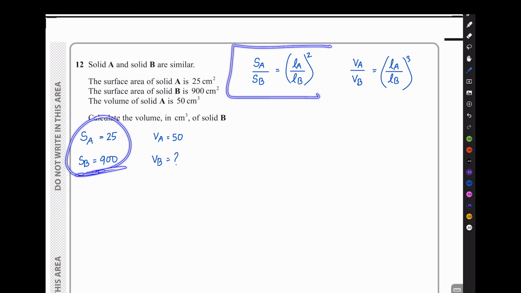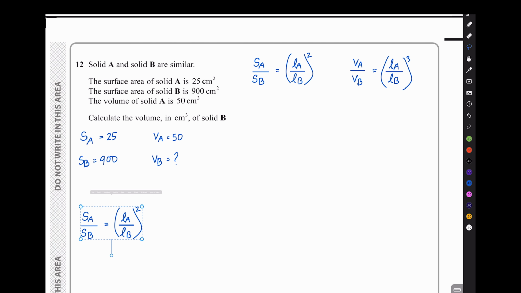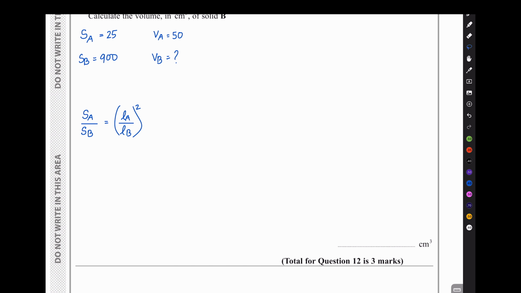So we can actually use this equation to find the length ratio, LA divided by LB. Let me just substitute the values. So 25 divided by 900 equals LA divided by LB. And since it was a square here, I can just square root the entire thing. So we now found LA divided by LB, which is 1 over 6.